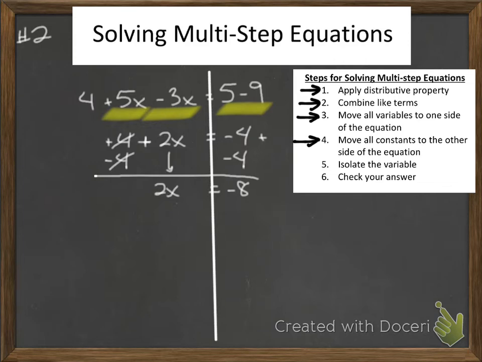Okay, so now we have a one-step equation. We can do the last thing, which is to isolate the variable. And we can do that by undoing 2 times x. We undo multiplication via division. So the 2's cancel out. So we have x is equal to negative 8 divided by 2. And of course, that is x equals 4.